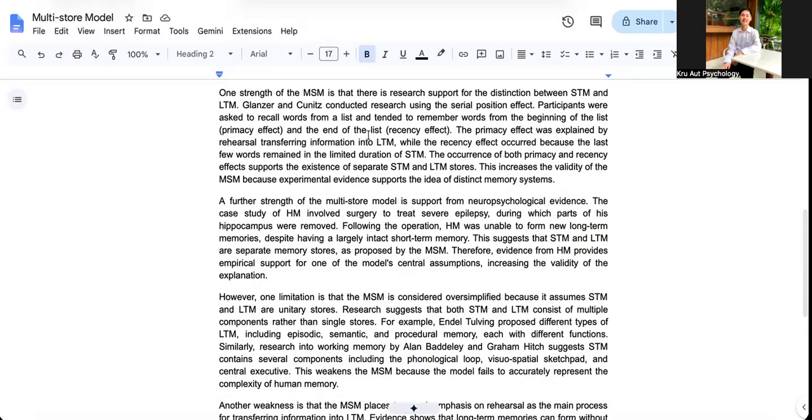Okay. And in this model answer, I'm picking up the main strengths and weaknesses so that we all know what this research is, unless your school taught other research and you can use those pieces of research. So one strength of the multi-store model is that there is research support for the distinction between short-term and long-term memory. Glanzer and Kunitz conducted research using the serial position effect. Participants were asked to recall words from a list and tended to remember words from the beginning of the list.